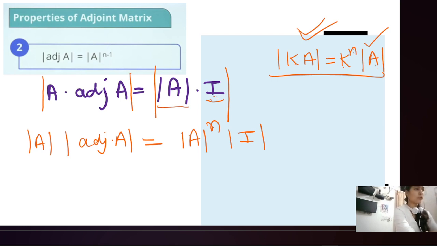Clear? So from here, we know that the determinant of the I matrix is just 1, so no need to write determinant here. We can simply write I here.